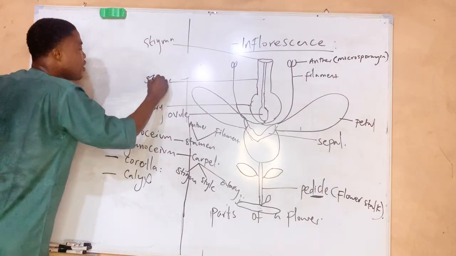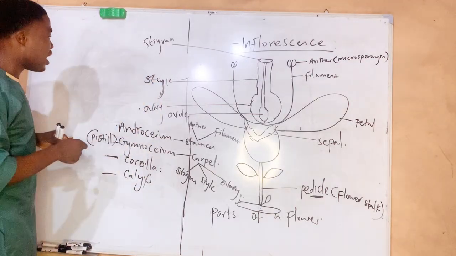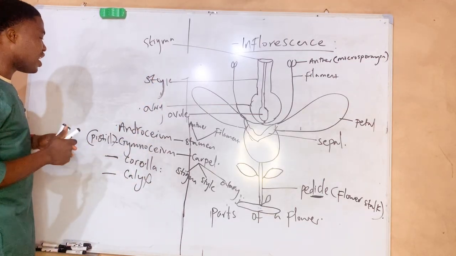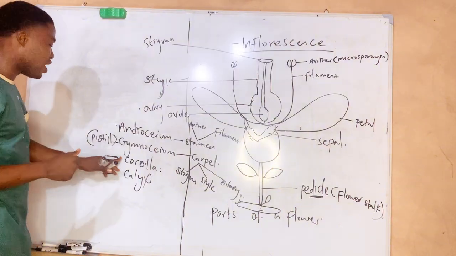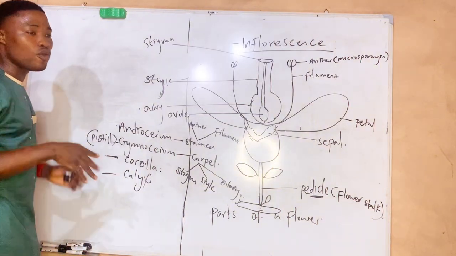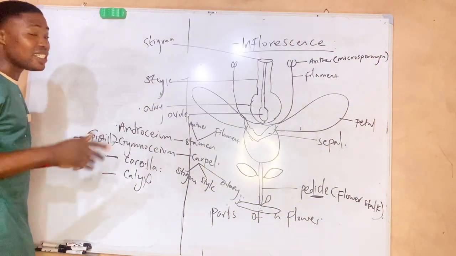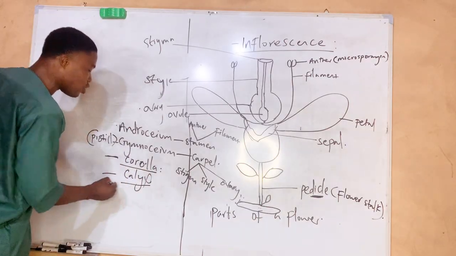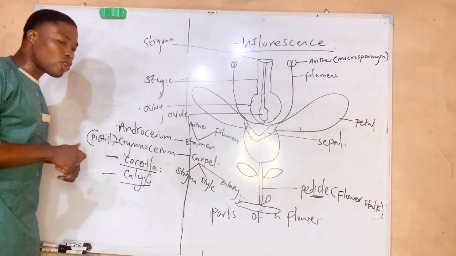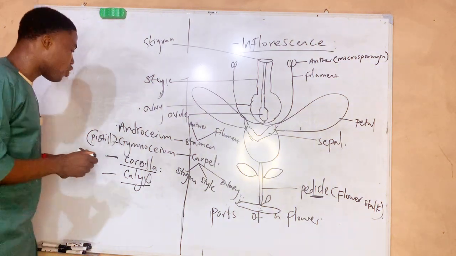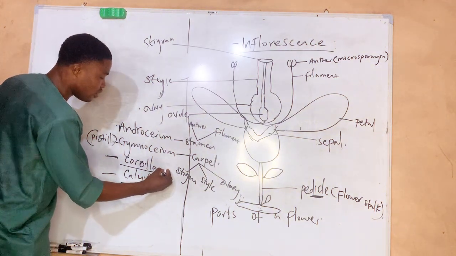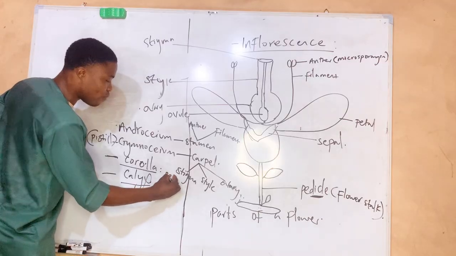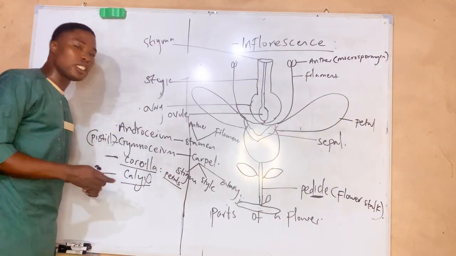All right. So having known that, I'll quickly talk about the corolla and the calyx. Then I'll classify the pistil again. Now watch. The corolla is the colored part of the flower. So the part of the flower that is colored is called the corolla. The corolla is a collection of petals. A petal is that part of the flower that is brightly colored.